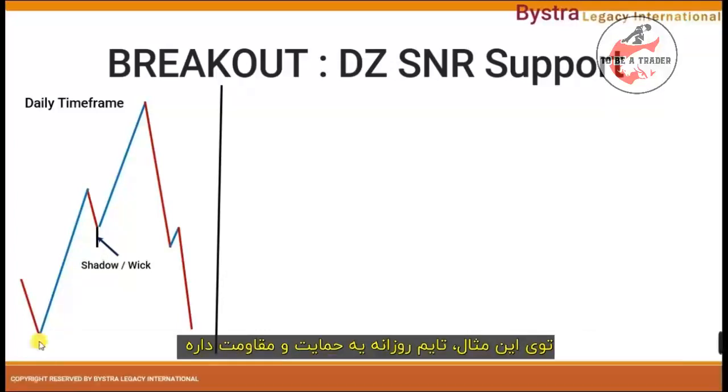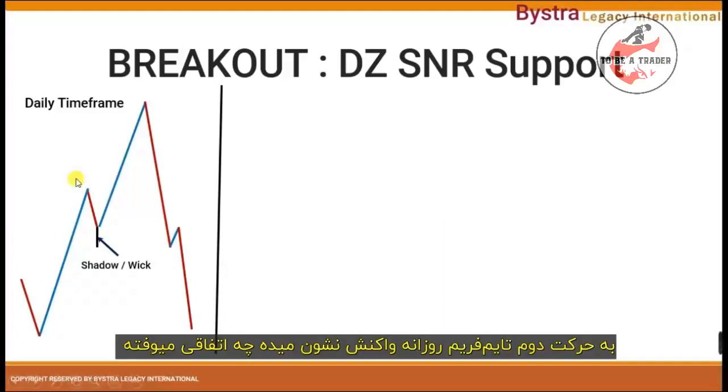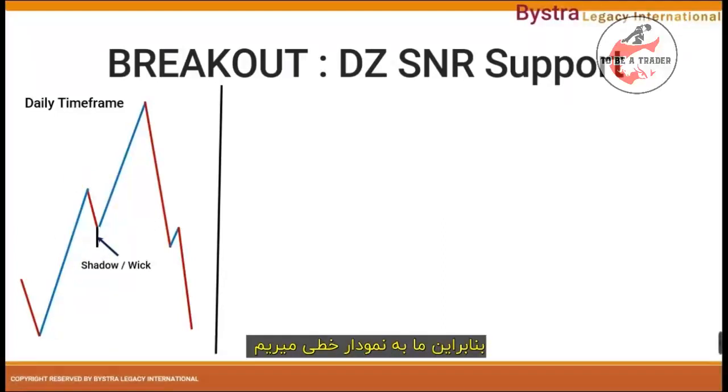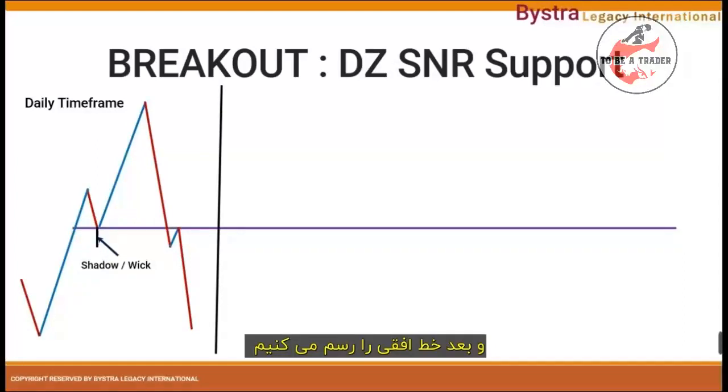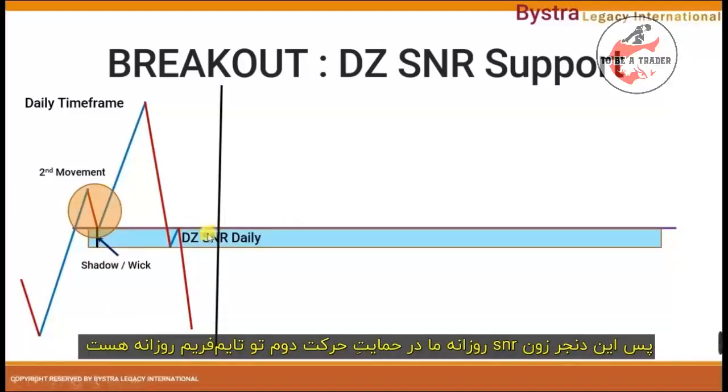In this case, the daily time frame has a support and a resistance, and we're going to see what happens when the price reacts at the second movement of the daily time frame. So we go to the line chart, then we mark our horizontal line, and then we mark our second movement. Next, we move to the candlestick chart and mark our zone from the edge of the support of the second movement all the way to the shadow, or the wick, of the candlestick. So this will be our danger zone SNR daily at the support of the second movement in the daily time frame.